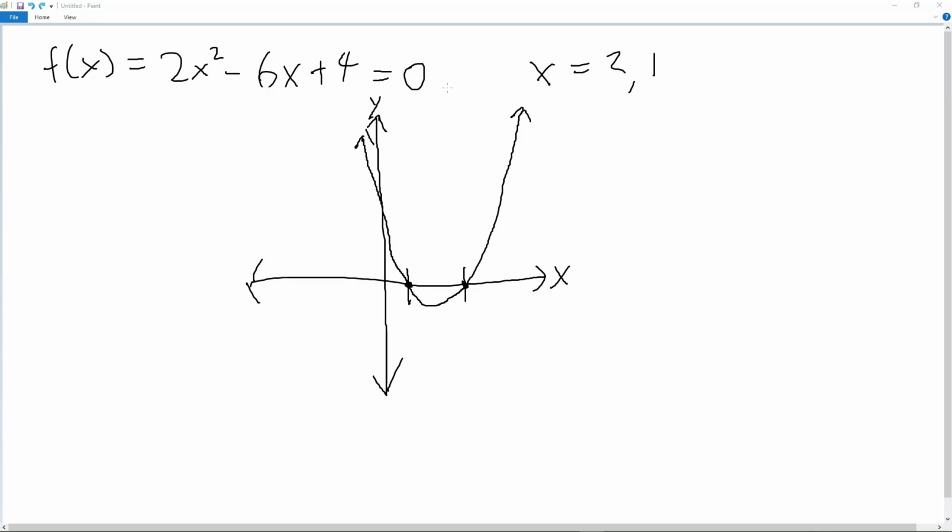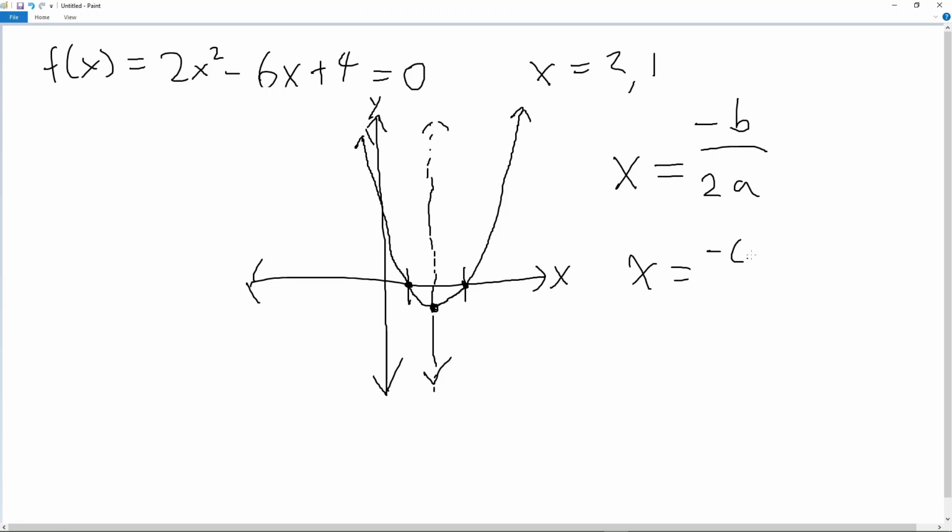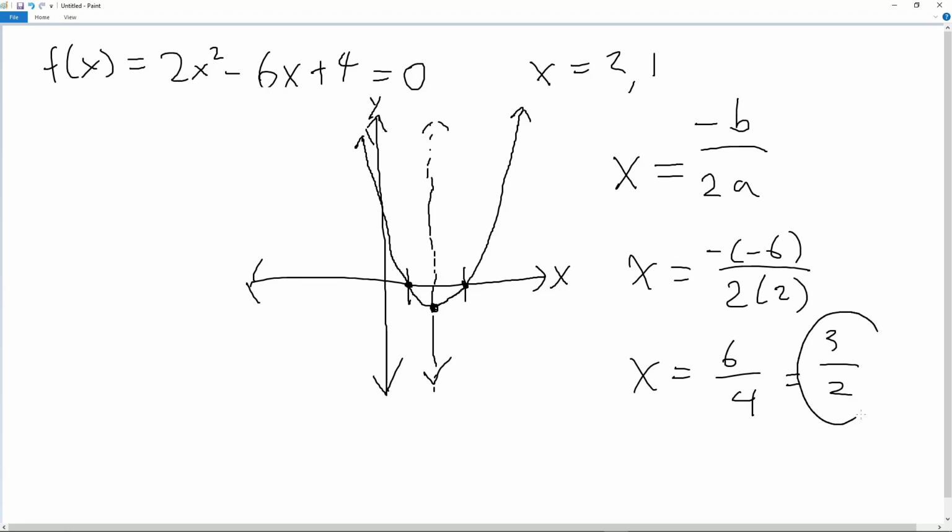Another important thing to know about quadratics is the axis of symmetry, which is the line that goes directly down the middle and hits the vertex at this point. To find the axis of symmetry, use the equation x equals negative b over 2a. In this case, the b is negative 6 and the a is 2. So you can do x equals negative 6 over 2 times 2. This will be 6 over 4, which is equal to 3 over 2. This is where it would hit at 3 over 2.